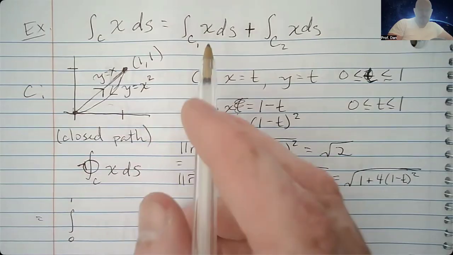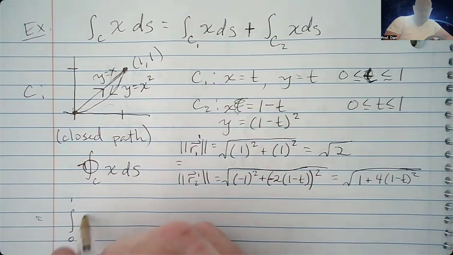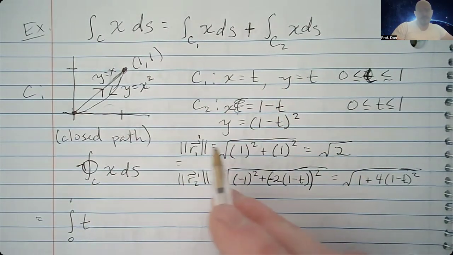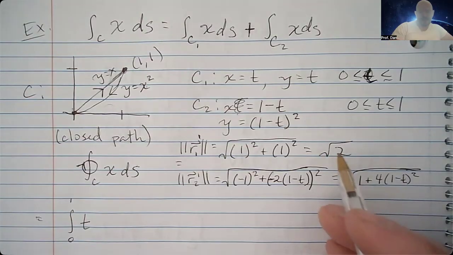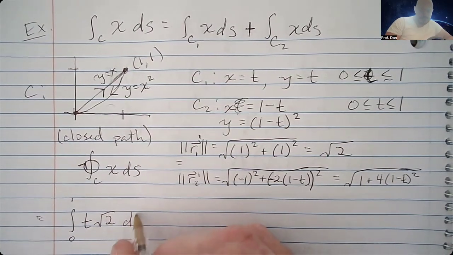Then we replace the x with what we got in our parametric equation, so that's going to be t. And then we replace ds with the magnitude of r1 prime dt, so times the square root of 2 dt.